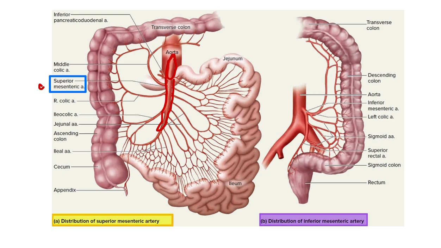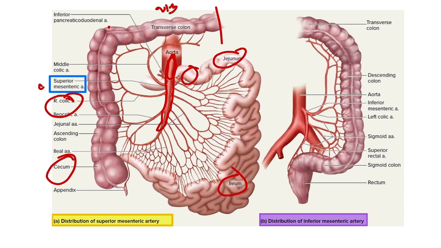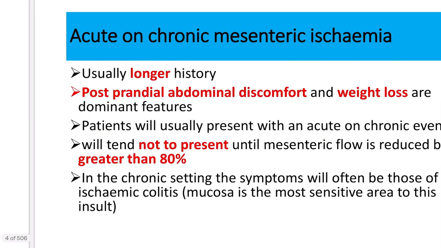The superior mesenteric artery arises from the aorta. Actually, it is the anterior branch of the aorta, and it supplies the duodenum, jejunum, ileum, cecum, right colon, and two thirds of the transverse colon. When this vessel is involved, this condition may develop. The rest of the part is supplied by the inferior mesenteric artery, which is also an anterior branch, but it originates from the lower part of the abdominal aorta.